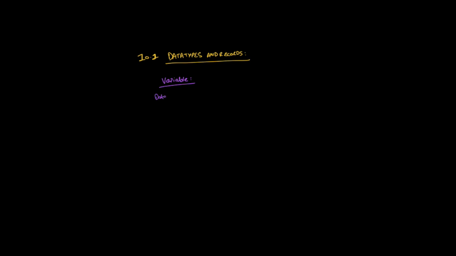So our data types for these variables are Boolean, integer, real, string, char, and date. Apart from this, we need to understand what these data types mean.